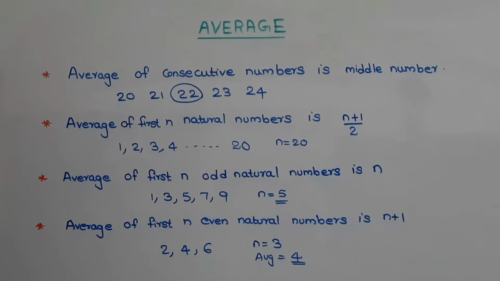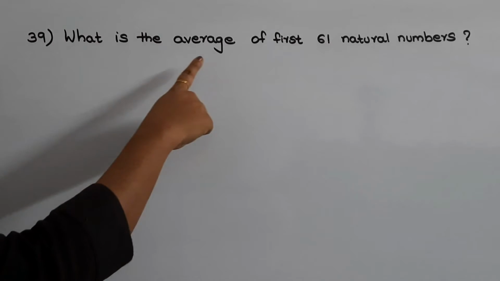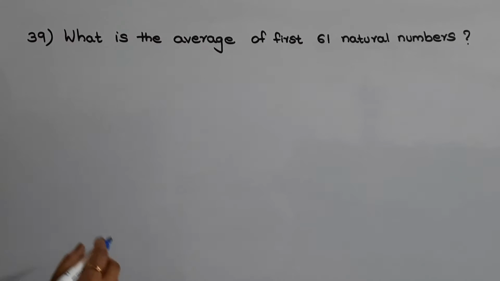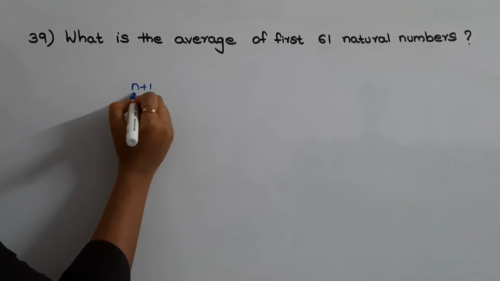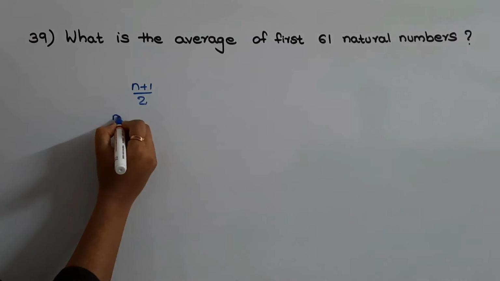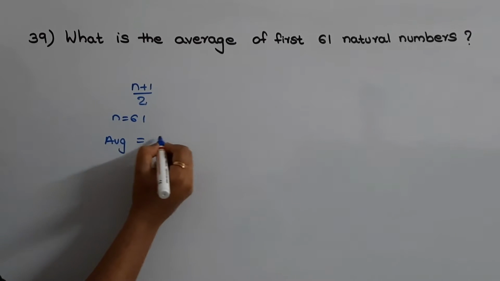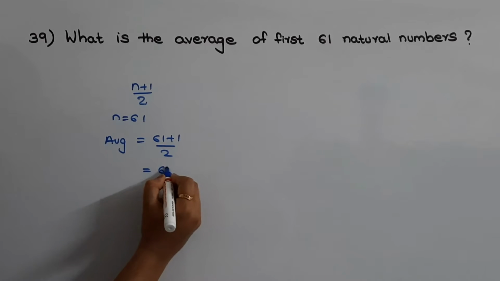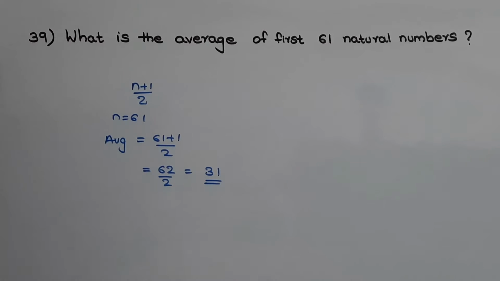Now let us go straight away to our problems. The 39th question is, what is the average of first 61 natural numbers? The average of first n natural numbers is (n plus 1) by 2. Here the n value is 61. So the average will be equal to (61 plus 1) by 2, that is 62 by 2, that is equal to 31. So this is the answer.